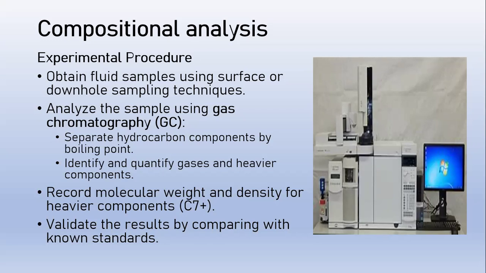So the next thing is to analyze the sample using gas chromatograph, separate the hydrocarbon components by boiling points, since each of the components has its own boiling point. Identify and quantify gases and heavier components, then record molecular weight and density for the heavier components from the C7 upwards. So the next thing is to validate the results you get, comparing them with the known industry standards.